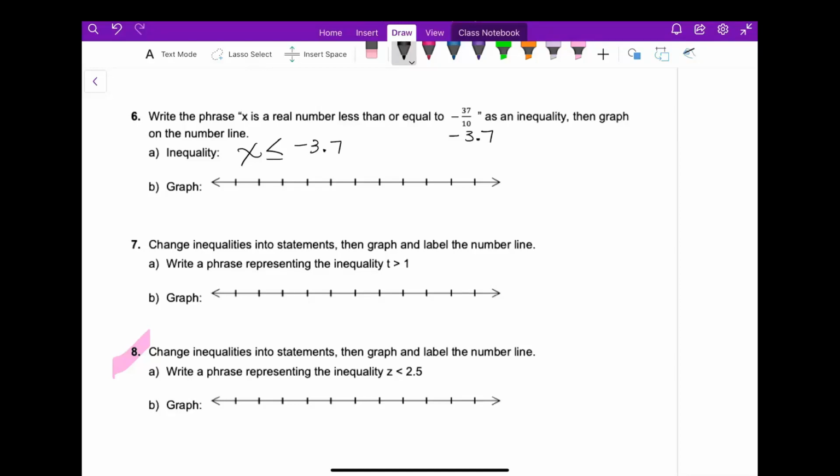Okay, so since we have an equal sign here, we're going to have a closed dot or a square bracket. I'll do both. We're going to have 3.7. I'm going to start with 0, 2, 3, and negatives. And then go and find negative 3.7. It's past negative 3. It's really close to 4. And I'm going to do a closed dot.